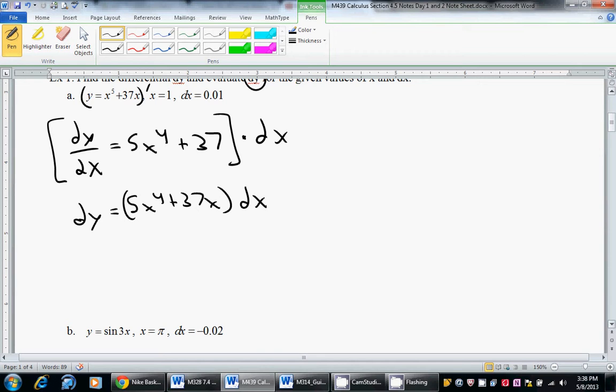Now, I am specifically looking for the differential at one particular area. I'm looking at it where x equals 1 and the change in x is 0.01. So I'm going to plug in both of those values. dy equals 5 times 1 to the fourth plus 37 times 1 times dx, the change in x, 0.01.